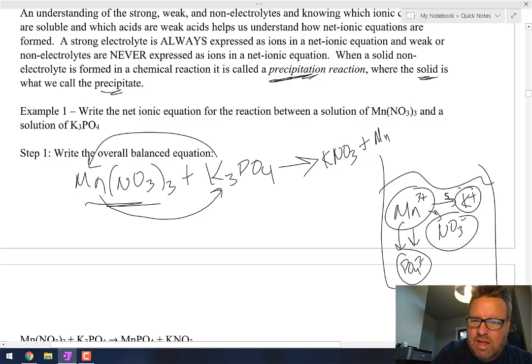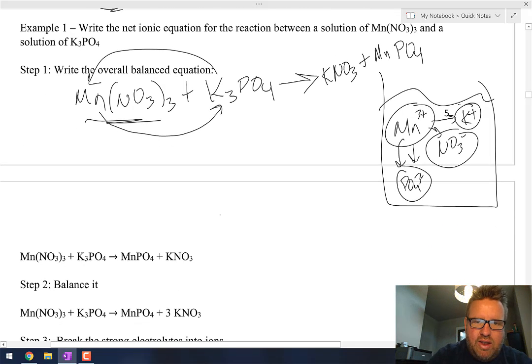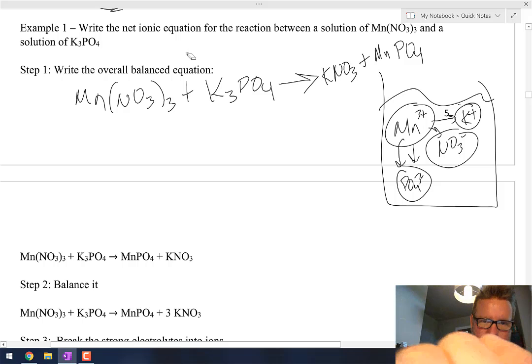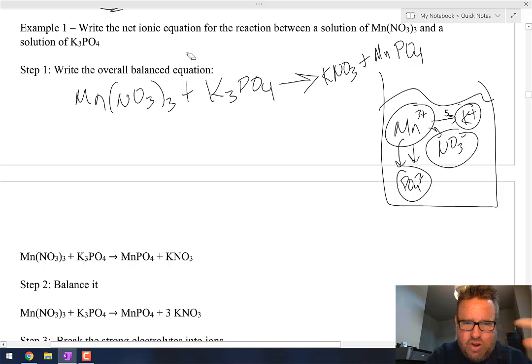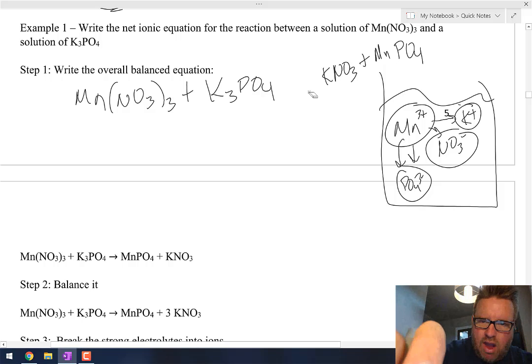Mn is plus 3, and phosphate is minus 3, so you get MnPO4. Okay, so we just write the regular, normal equation, which you can see right here. That's your first step. And again, as you get more comfortable with this, you can skip some steps. Our next step is that we want to balance it.